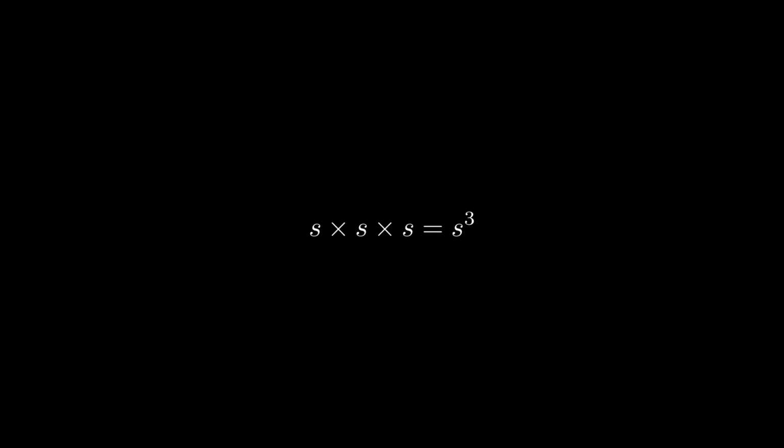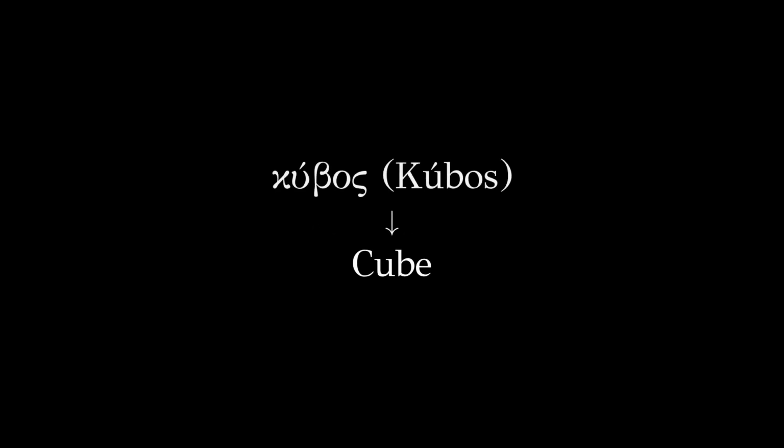A number is cubed when it's multiplied by itself 3 times. If a number s is cubed, it gives the value of the volume of a cube with side length s. The word cube comes from the ancient Greek word kubos. The word cubic in cubic polynomial comes from the fact that the highest power is a cube.